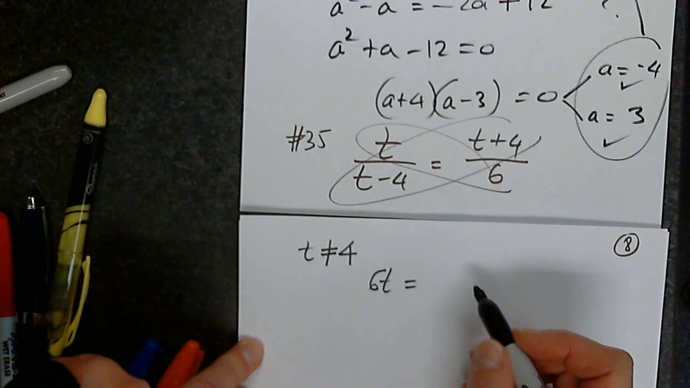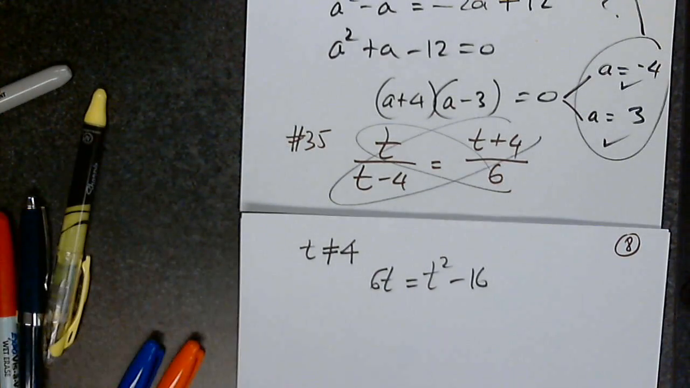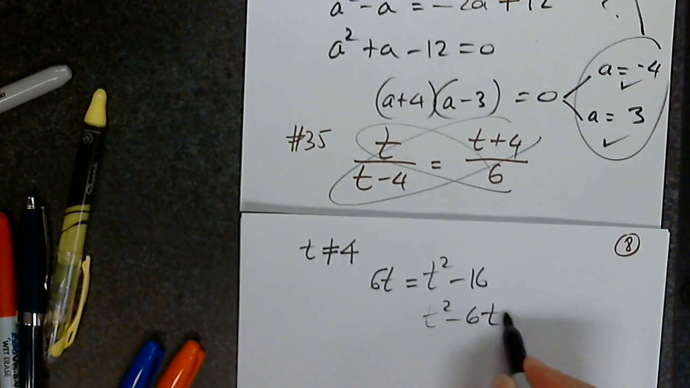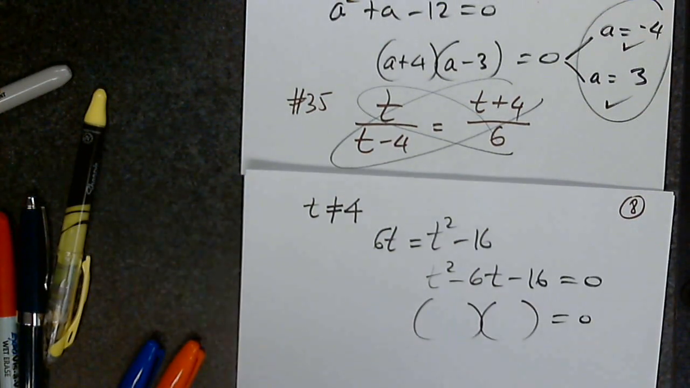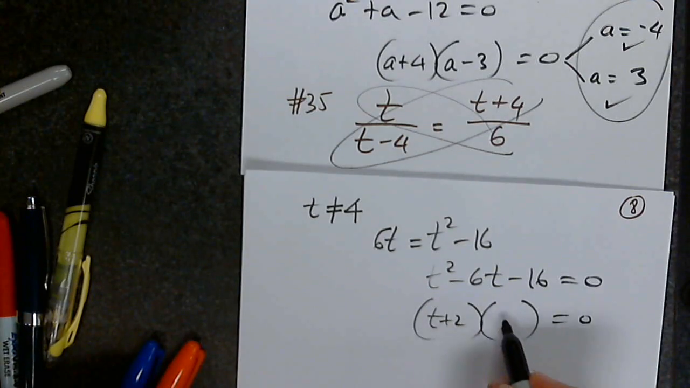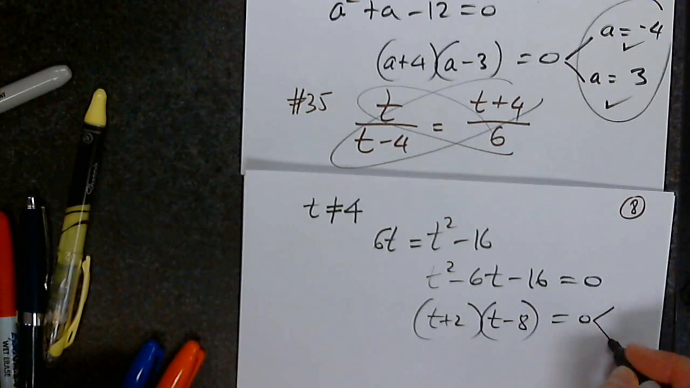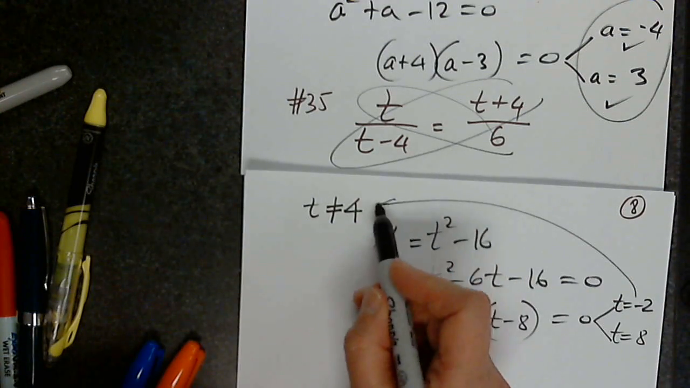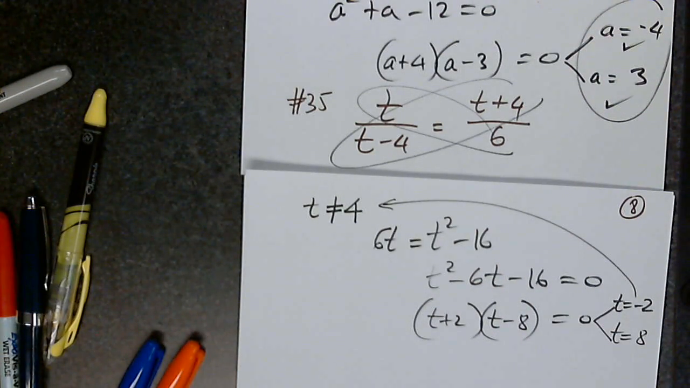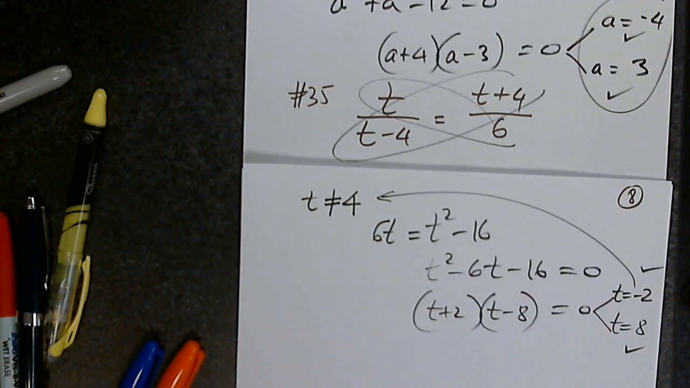6t, very good, equals t squared minus 6t, very good, right? Because we know that t minus 4 times t plus 4 is t squared minus 16. Good. What type of equation is this? Good. So then I have t squared minus 6t minus 16 equals 0. And then I got t plus 2, t minus 8. Good. So there are two options. T equals negative 2 or t equals 8. So are these on the list of restrictions? No. So yes and yes.